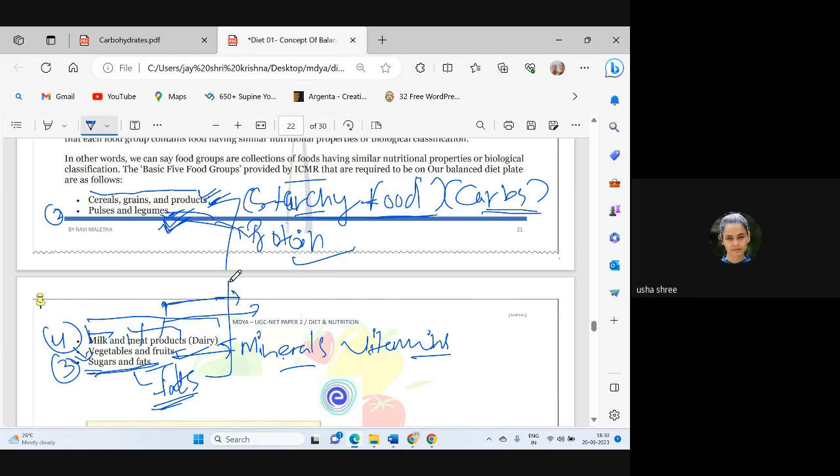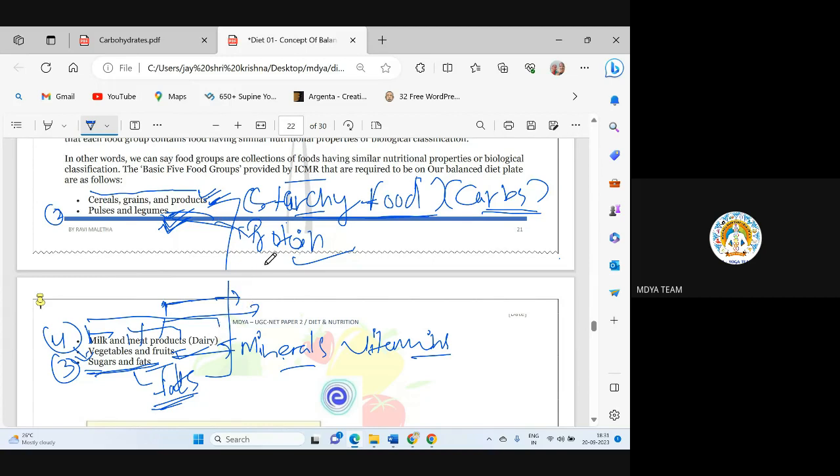Okay, so again, the last time I'm explaining: cereals, grain, and products contain carbohydrate. Pulses and legumes contain protein. The third category is sugar and fat, which contains fat. The fourth category is vegetables and fruit, which contain minerals and vitamins. And the last category is milk and meat products. All the dairy products come under this category. This category is to fulfill the deficiency of any nutrient.